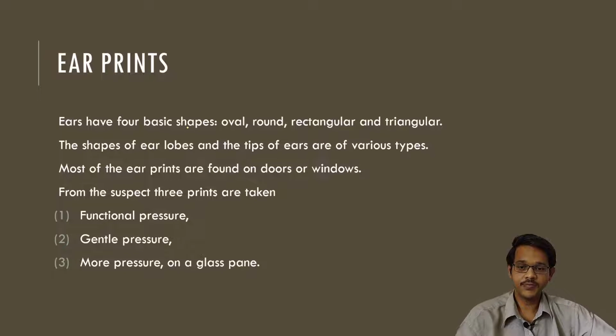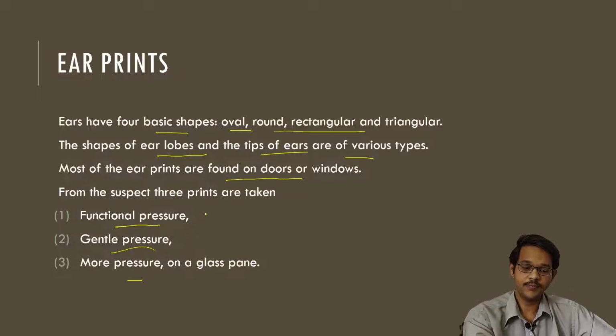Coming to ear prints, the ear has 4 basic shapes: oval, round, rectangular, and triangular. Different shapes are present. The shape of the earlobes and the tips of the ears are of various types. Most ear prints are found on doors and windows, and from the suspect 3 prints are taken: functional pressure, gentle pressure, or more pressure.